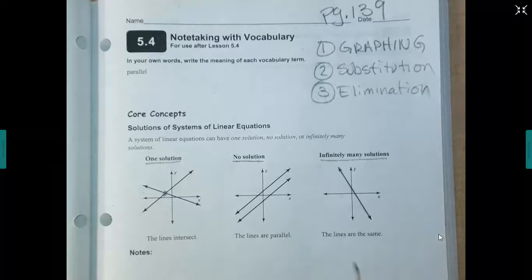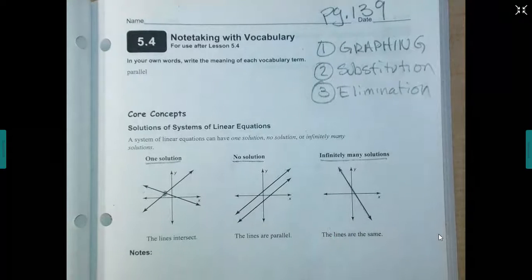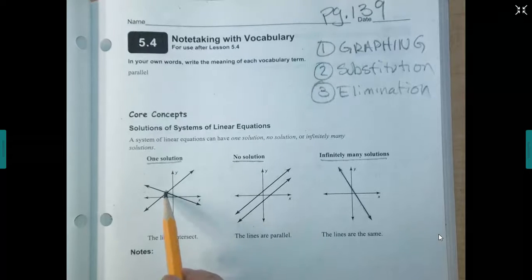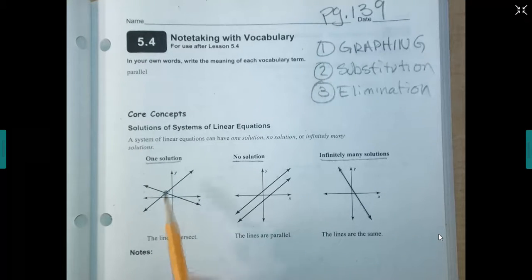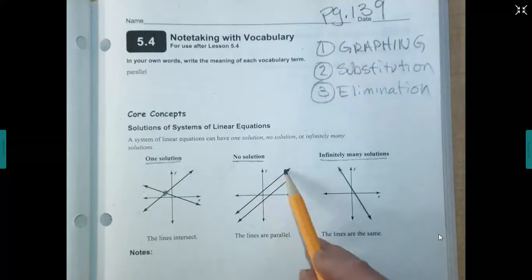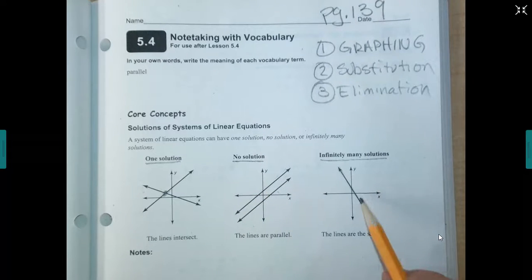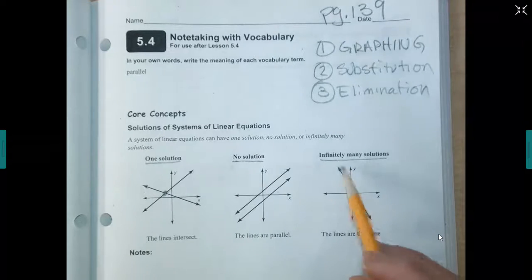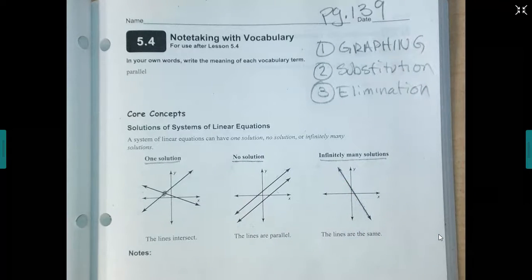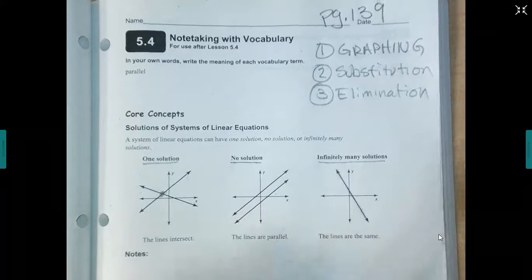So today we're going to be looking at systems of linear equations, and we're going to figure out if there's one solution, and if there is, what that point is. Or we're going to find out that they are parallel and that there are no solutions. Or we're going to find out that they are the exact same line, and so they meet at every single point, meaning there's an infinite number of solutions.